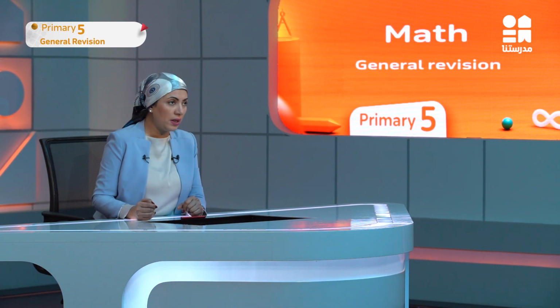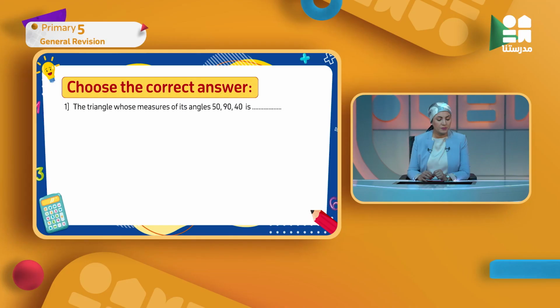In this type of question, we prefer that you write the right answer in the empty space, and after that you can circle or underline the correct answer in between brackets. Okay, so let's start now.